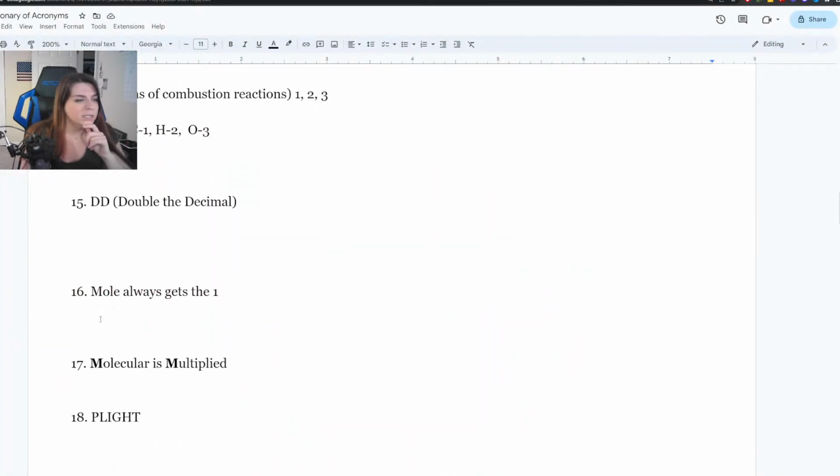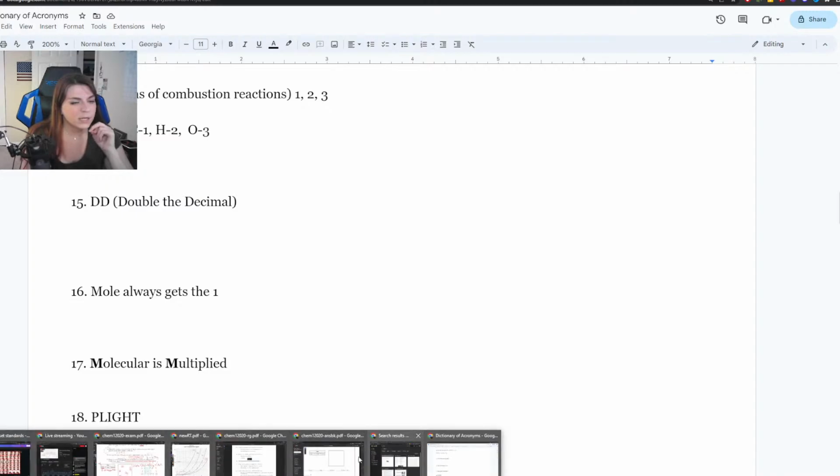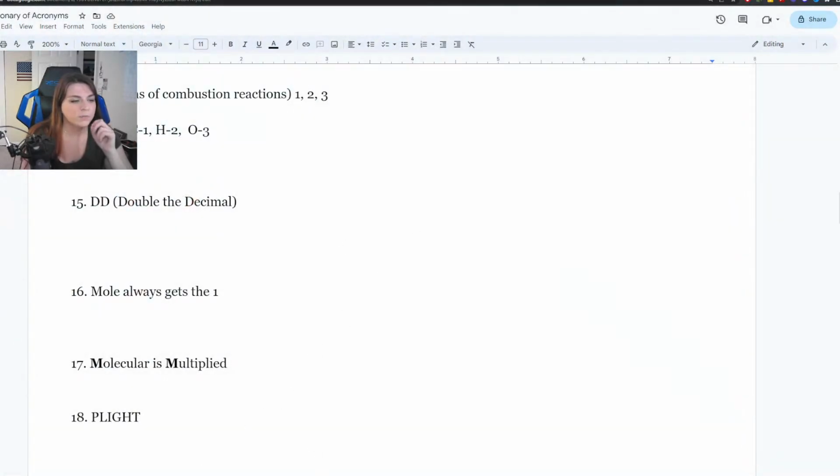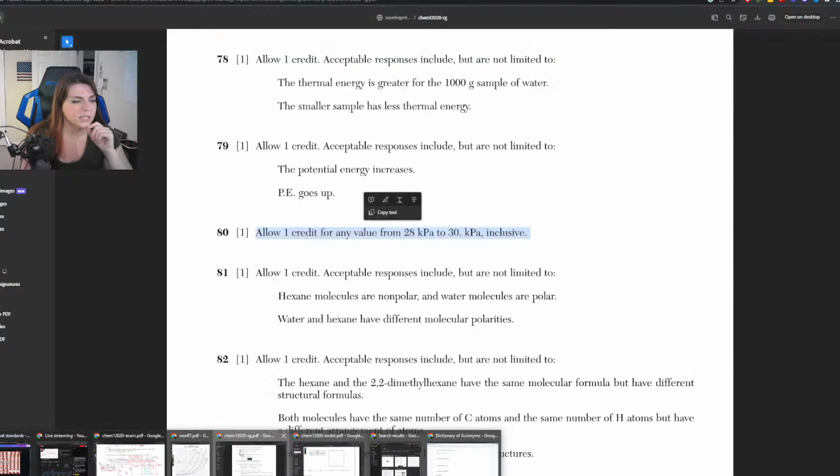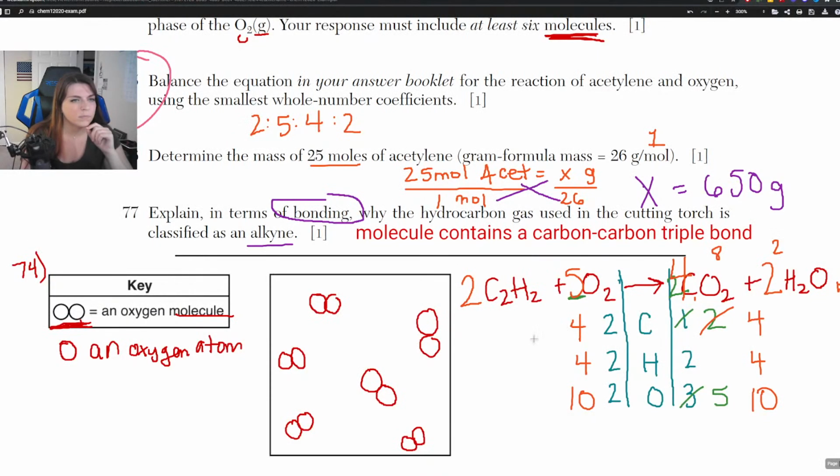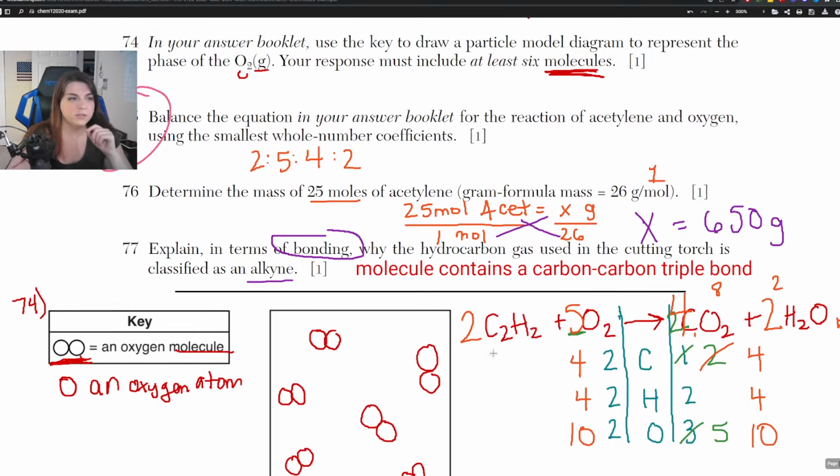The mole always gets the 1 is when you're doing gram and mole conversions. Let's see. I think we did a gram and mole conversion in here somewhere. Yes, we did. Also with acetylene, I think. Where is the test? Yeah, so that was 76. Question 76 is the mole always gets the 1.